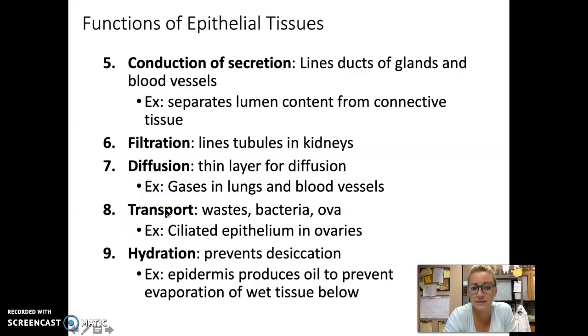Transport, actually moving stuff around. So there's epithelium in the ovaries that actually does this come hither motion for the egg to get into the fallopian tube for fertilization or potential fertilization. And then hydration. Our epidermis produces oil to prevent evaporation of wet tissue below. So oily skin is protection so that we don't just dry out every time we go outside.